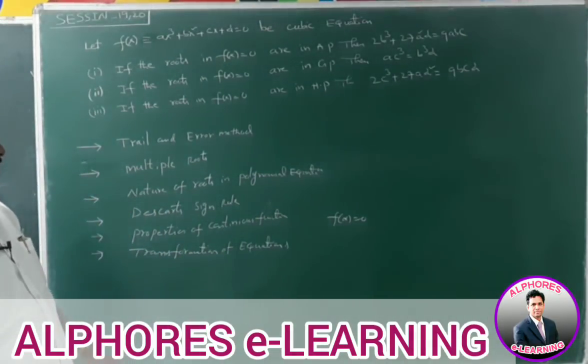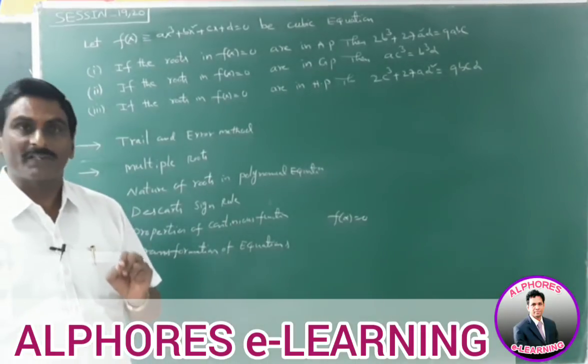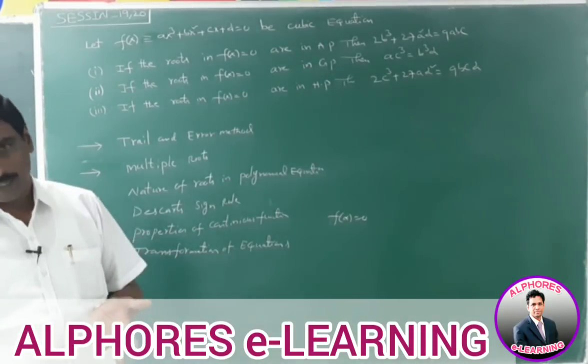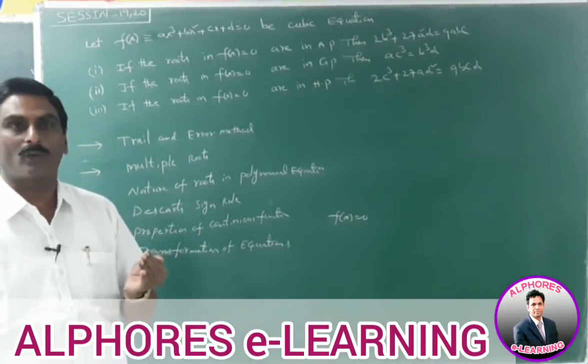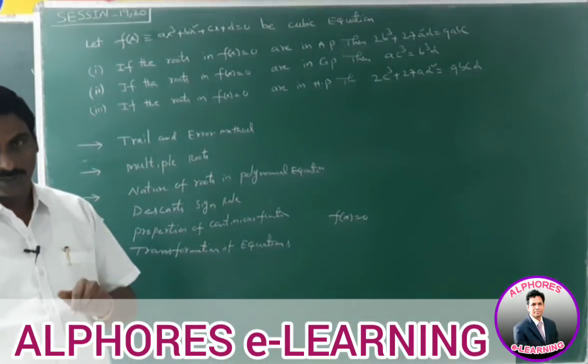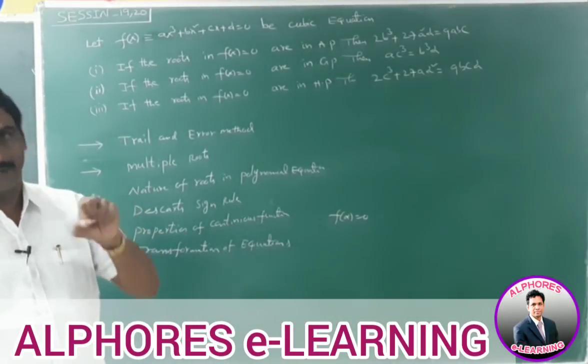Okay. Next, multiple roots. If one of the roots in the given polynomial equation is repeated 2 or more than 2 times, then it is said to be a multiple root. If alpha is repeated 2 or more than 2 times, alpha is said to be a multiple root. If it appears m times, then it is said to be a multiple root of order m.